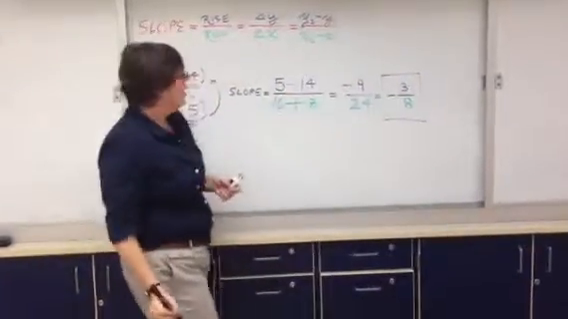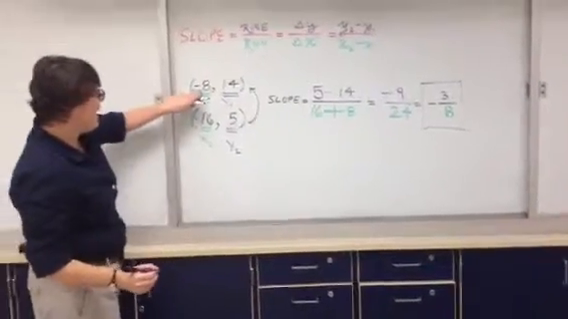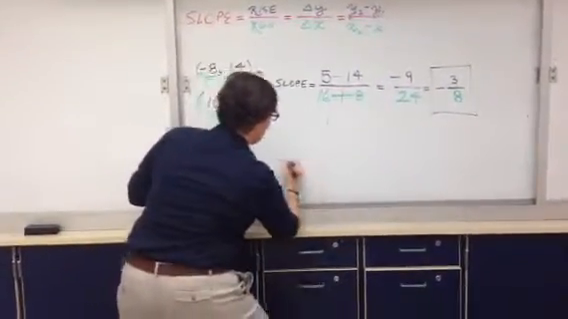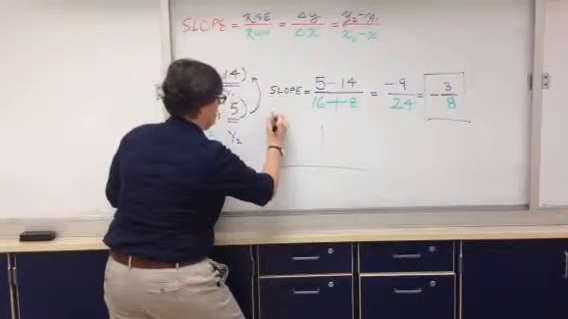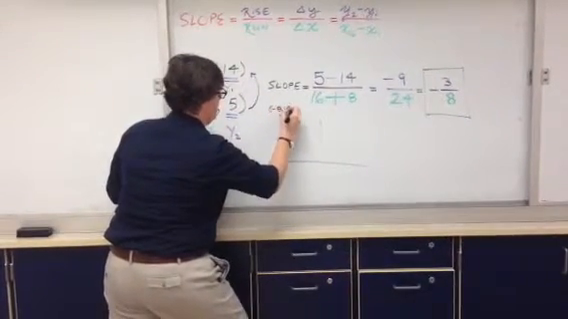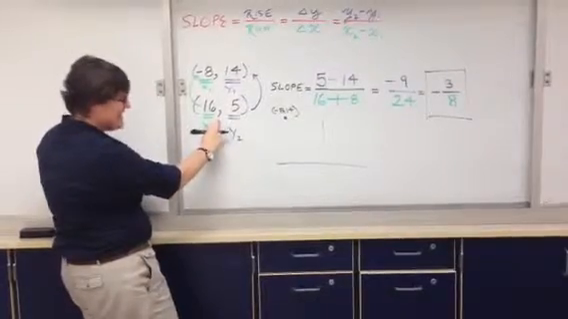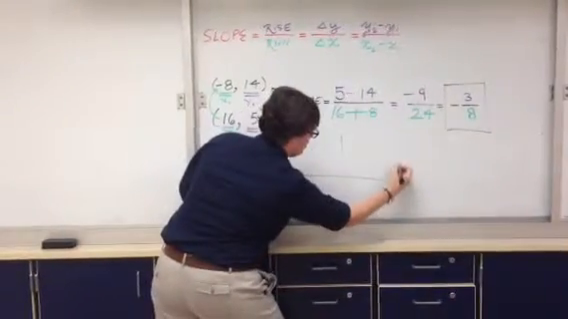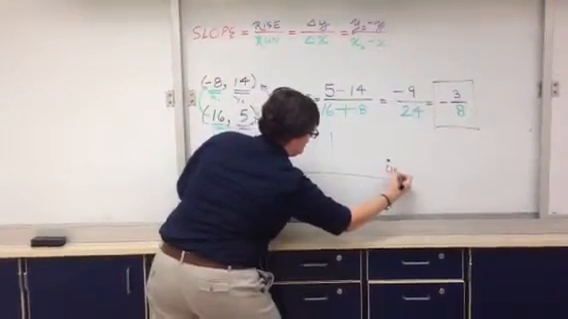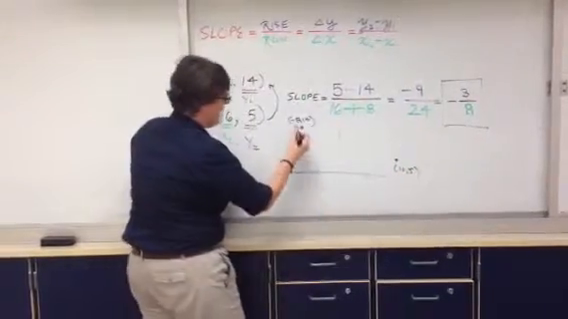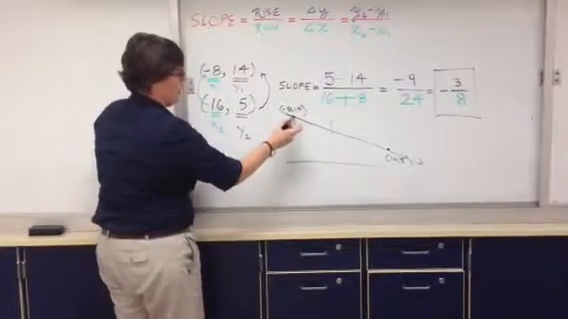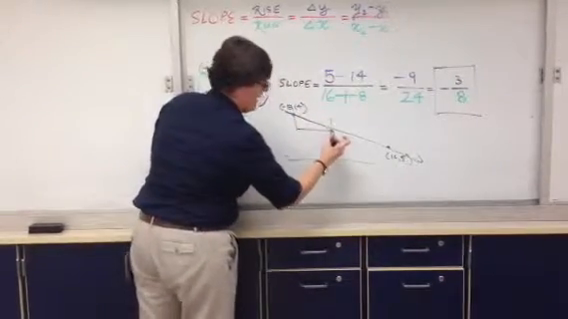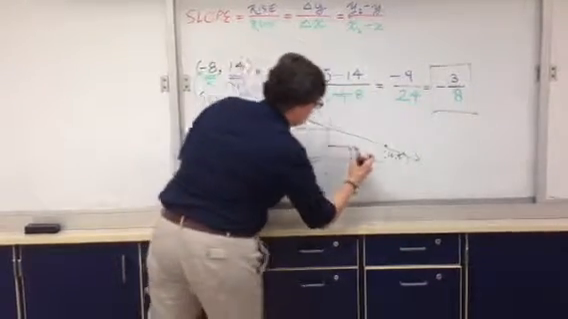-3/8. And all that means is that if I had this point, -8, 14, and if I had this point, 16, 5, that the line connecting them follows a trend of going down 3/8, down 3/8.